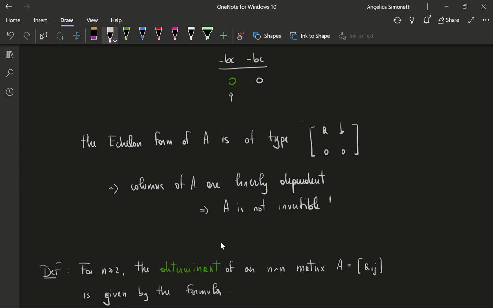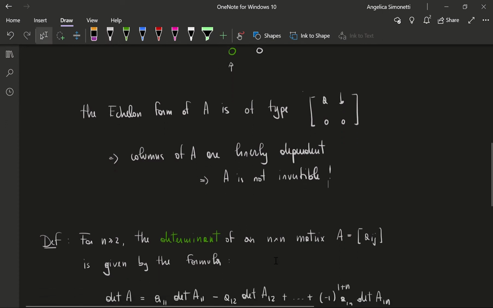Okay, so hopefully this is a more geometric answer to the question, why is determinant connected to invertibility of matrices? Well, if the determinant is equal to 0, you can see that there's a linear relation between the columns. Hence, you get the result. Now, this seems really nice.